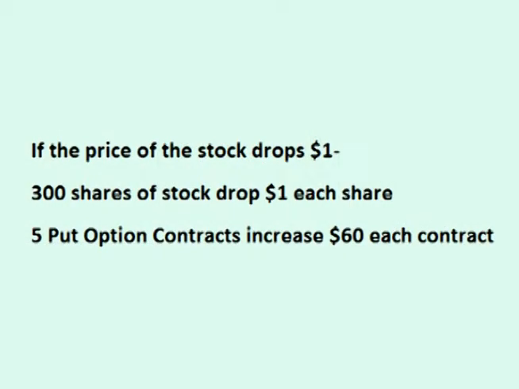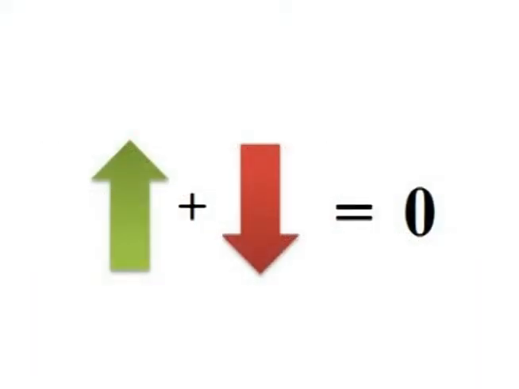In other words, if the price of the stock drops $1, his 300 shares of stock drop a total of $300 in value. However, the delta of negative 0.6 means that for each dollar drop in the price of the stock, each option contract increases 60% of $100 or $60. The trader owns 5 puts, so his stock decreased in value $300, but his put options increased $300. In other words, the option contracts increased in value the exact same amount that the stock decreased in value, so the trader was hedged against loss.